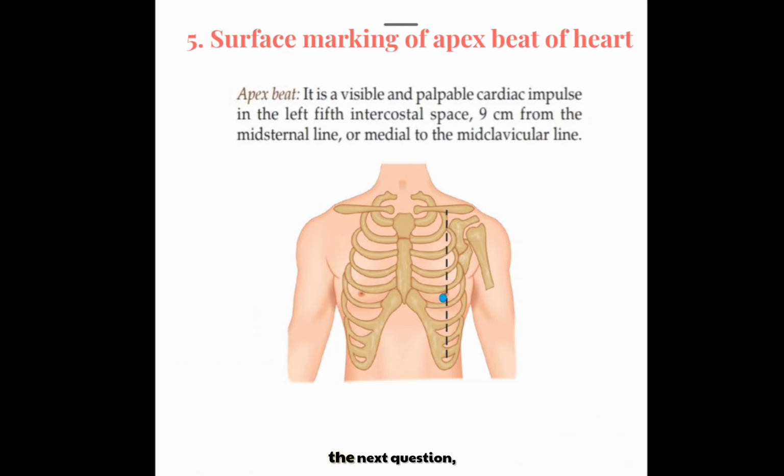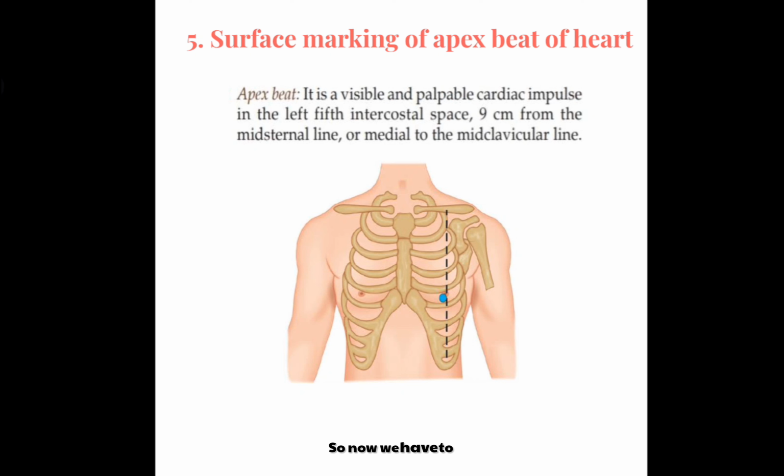Now moving on to the next question, they have asked the surface marking of apex beat of heart. So it is also a very important question. They have asked it often, more than 3 or 4 times they have asked this question. So apex beat is a visible, palpable cardiac impulse. You can see it, and it is also a palpable cardiac impulse.